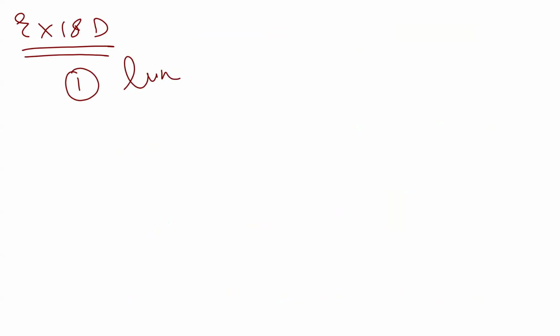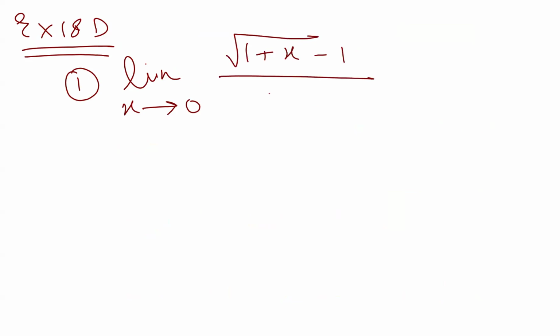So let us go to question number 1 of exercise 18D. Question number 1: limit x approaching 0, root of 1 plus x minus 1 upon x. So it is root minus value. In the numerator, we are having root minus value.